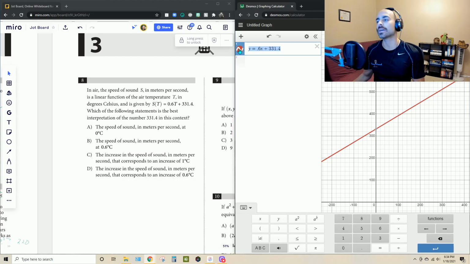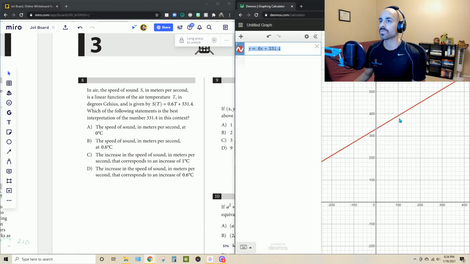And again, this is the no calculator section. Can you use the graph? No. Do I want you to? No. I just want you to understand where I'm coming from when I see this.